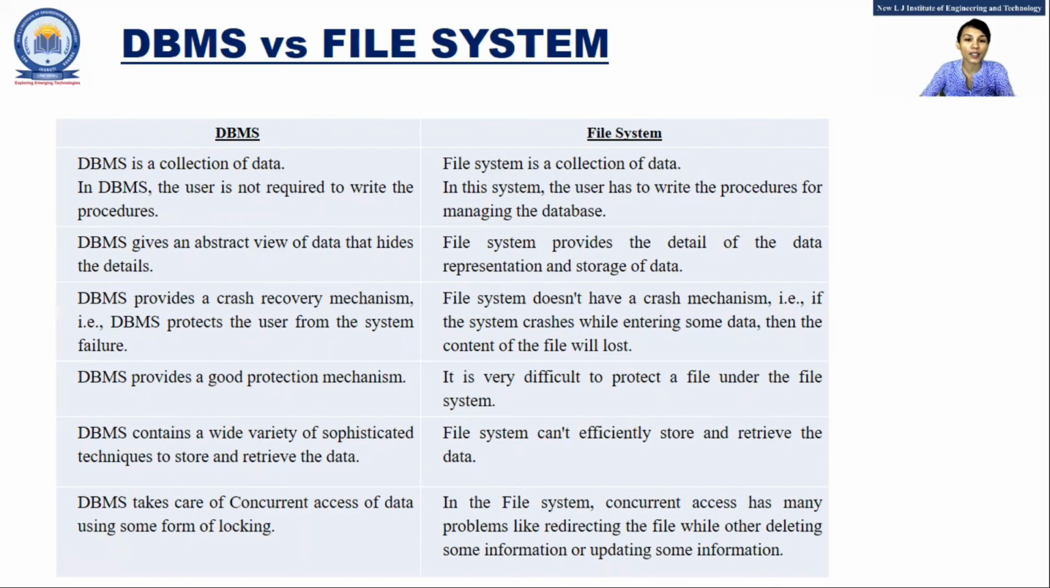So in DBMS, there is the concept of locking. With that, we can provide a constraint that while someone is reading, no one can write to this particular file. But in a file management system, we can't provide this kind of locking concept, with which we can have efficient concurrent access. So these are the differences between DBMS and file management system.